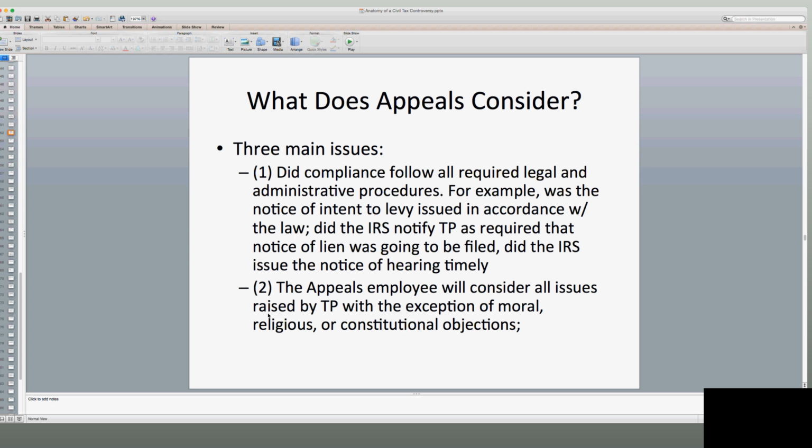Even if you have a client that is insisting on raising these, don't do it. And the reason why is because you know better as a tax professional, but moreover, if you raise these frivolous tax protester arguments, it's going to affect the credibility of arguments that otherwise might be very strong and where you have a strong position.